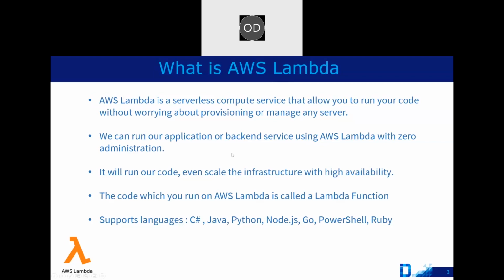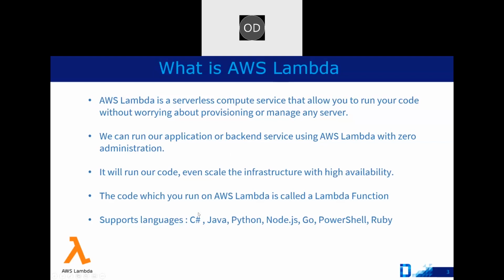The code which runs on AWS Lambda, we call it an AWS Lambda function. Currently, AWS Lambda supports these languages: C Sharp, Java, Python, Node.js, Go, PowerShell, and Ruby. These are the currently supported languages.